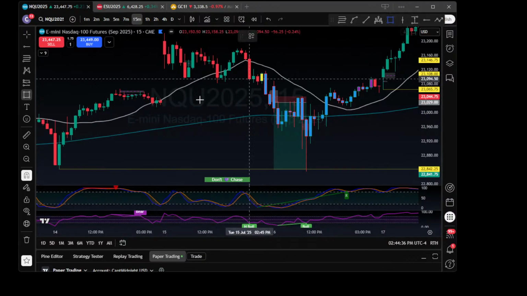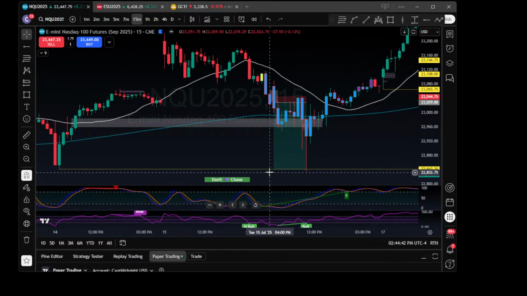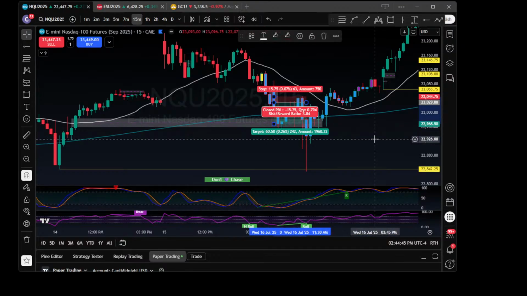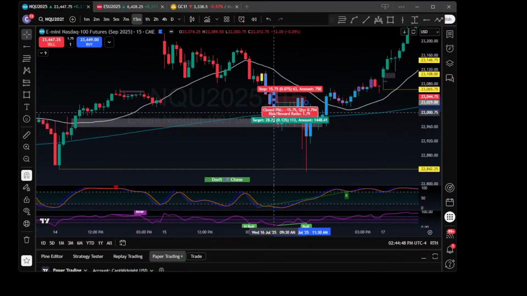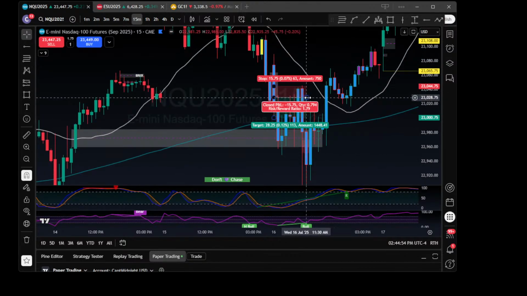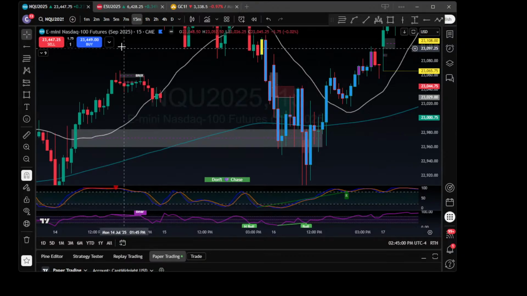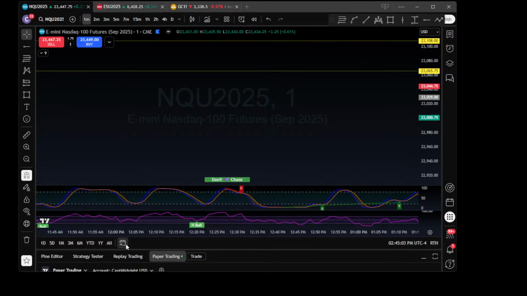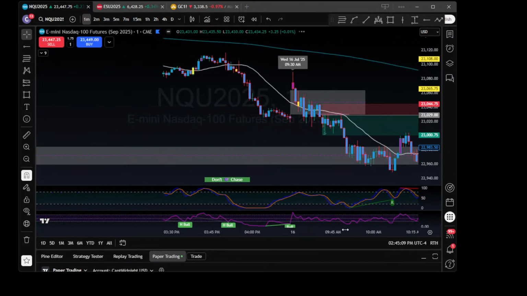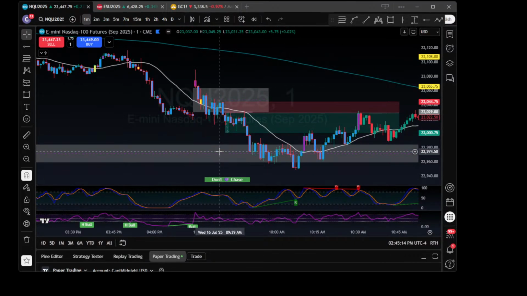This fair value gap up here you could have been aiming for. It started trailing from there. Yeah, that might have been the play. Top of that fair value gap would have given it to you. Right into that other gap there.